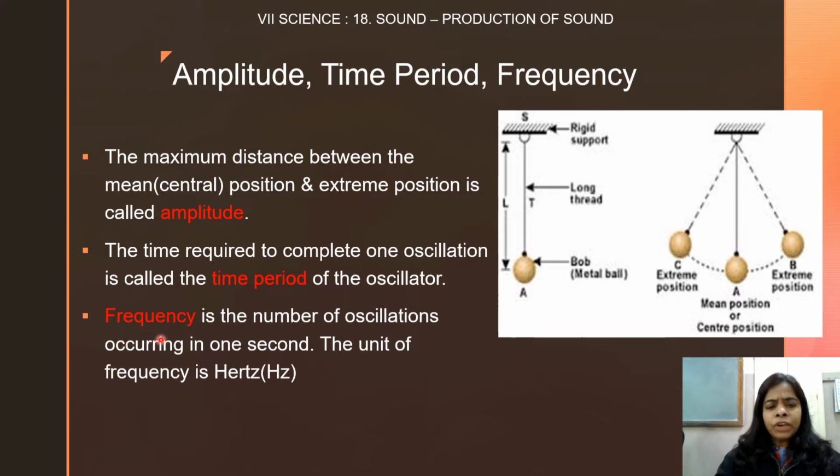Frequency. Frequency is the number of oscillations occurring in 1 second. The unit of frequency is hertz. How do we measure frequency, children? In hertz. The sound is measured, the waves are measured in terms of hertz. What is frequency now, children? How many oscillations are completed in 1 second? That is the frequency.